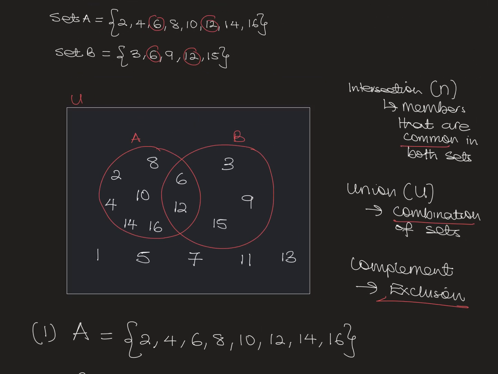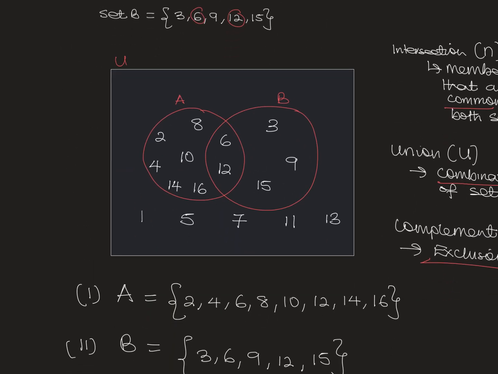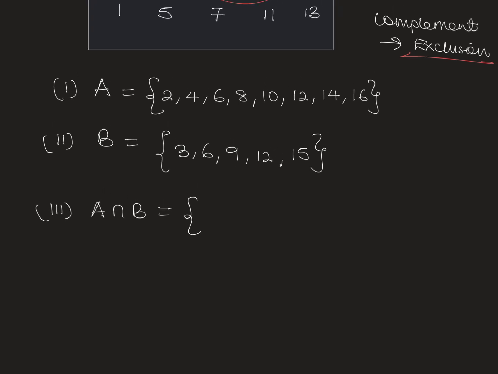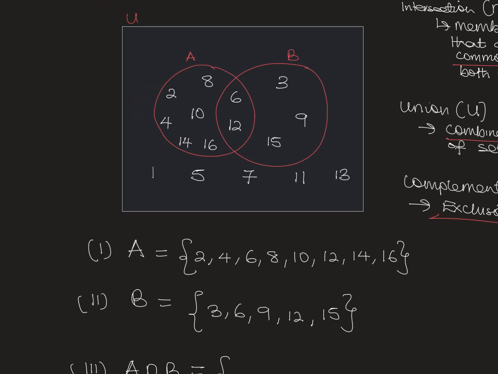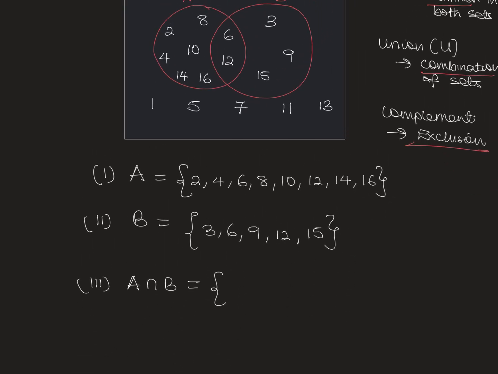Okay, let's go back to the questions. Question 3, A intersection B. Question 3 is asking us to find A intersection B. What is that? Meaning members that are found in A and B. A intersection B is 6 and 12. So let's write that. A intersection B, we have 6 and 12.